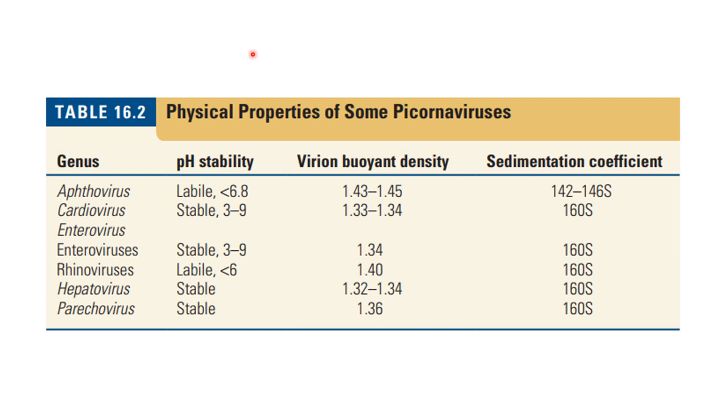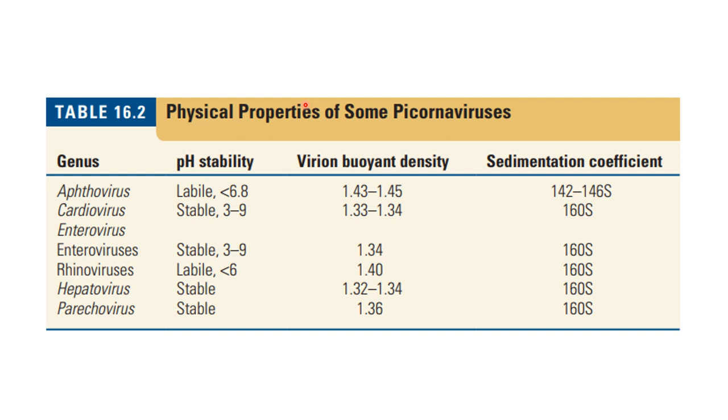Picornavirions are spherical with a diameter of around 30 nanometers. These particles are simple, consisting of a protein shell surrounding the naked RNA genome. The virus particles lack a lipid envelope and their infectivity is insensitive to organic solvents. Cardioviruses, enteroviruses, hepatoviruses, and parechoviruses are acid stable and retain infectivity at pH values of 3 and lower.